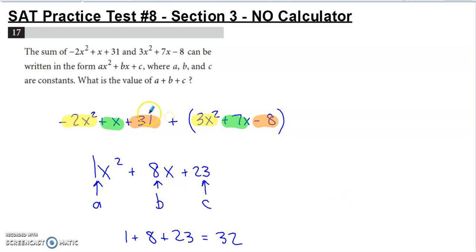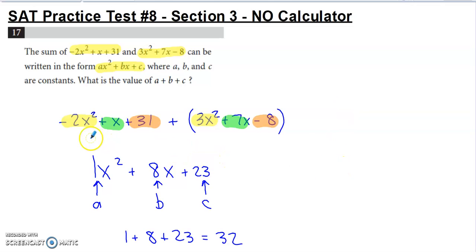Next question tells us that the sum of this polynomial and this polynomial can be rewritten in this form. It tells us A, B, and C are constants. What's the value of A plus B plus C? So it says to take the sum of these polynomials and get this answer that they indicate on the second line of the problem statement.